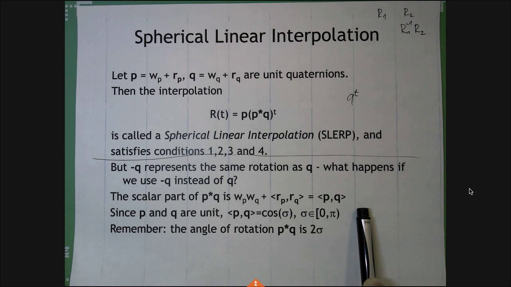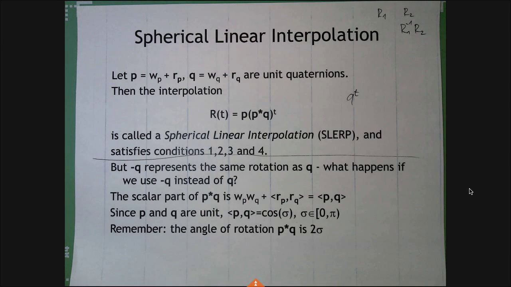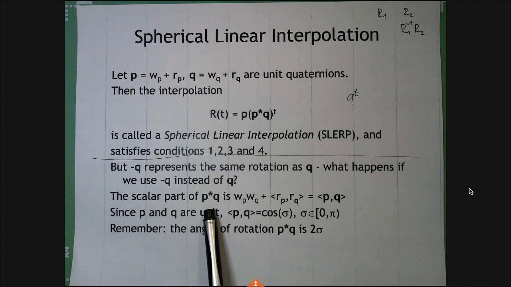Does that correspond to two different geodesics along the sphere? Yes, exactly. The exact opposite one. So let me explain that in some more detail. You already have the right idea. So how do we explain that?